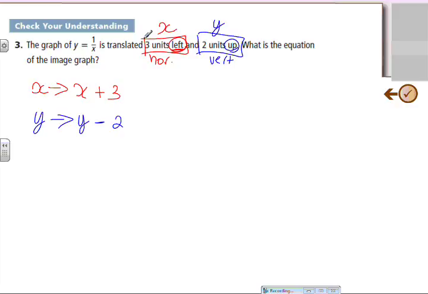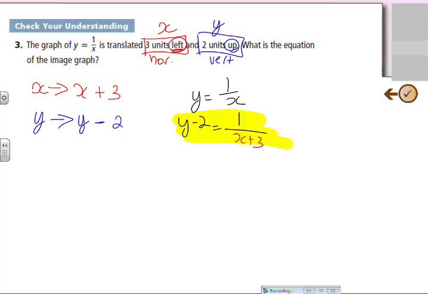So y equals 1 over x is our first thing. Into the x, we put x plus 3. Into the y, we put y minus 2. It is perfectly fine to leave your equation like that. Some people like to take the 2 over to the other side. So y equals 1 over x plus 3, plus 2 is fine as well.